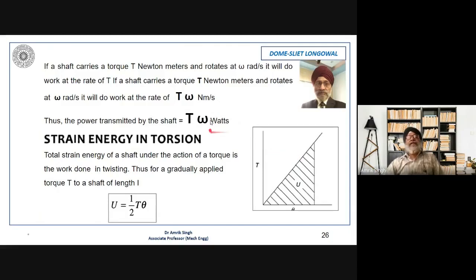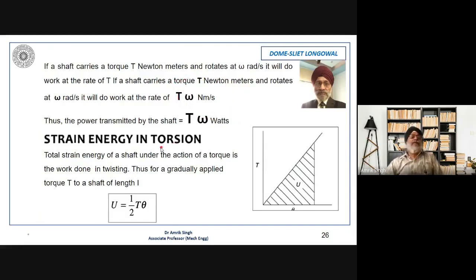So if omega is given in RPM, you can use the formula omega is equal to 2 pi N upon 60, where N is the speed given in RPM. So there you can calculate this. Okay, so you can calculate it both ways. While calculating, you have to be very careful.